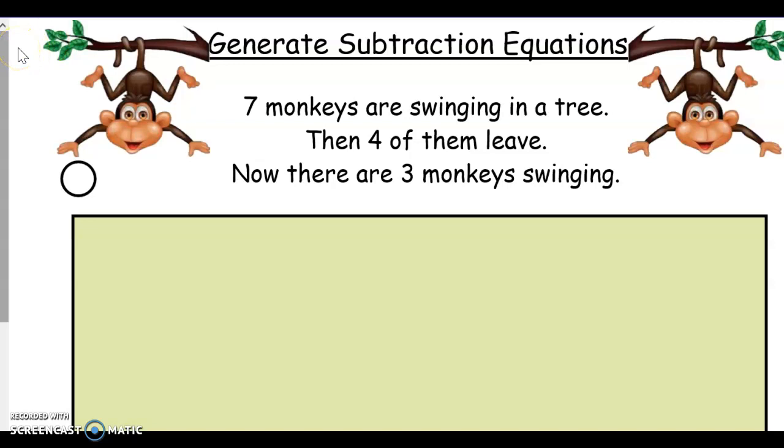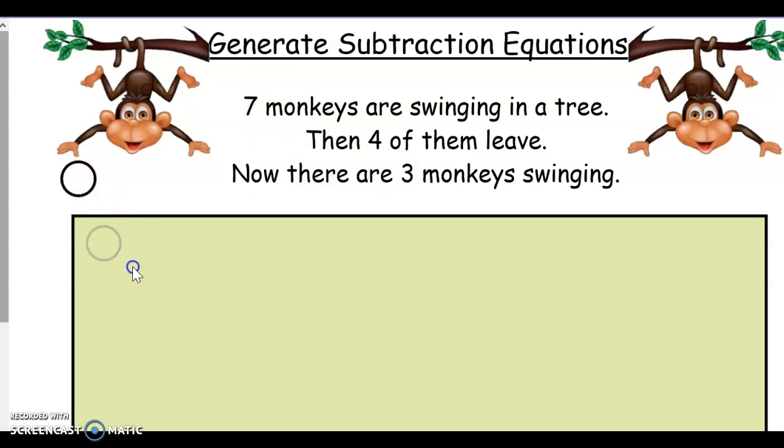We're going to read these story problems and see if we can figure out the subtraction equation based on the words. Our story problem says 7 monkeys are swinging in a tree. Then 4 of them leave. Now there are 3 monkeys swinging. Okay, we know that it's going to be subtraction because the monkeys are leaving. It's like we're taking them away. Okay, so we are going to use our circles here to make a circle drawing, a proof drawing, to prove if this is correct or not. So if this is true or false.